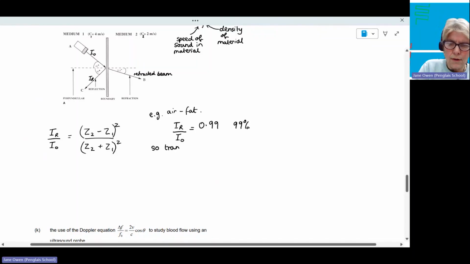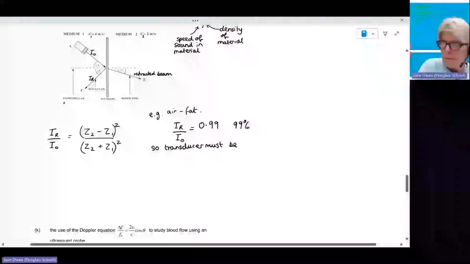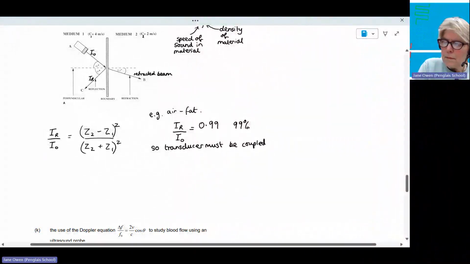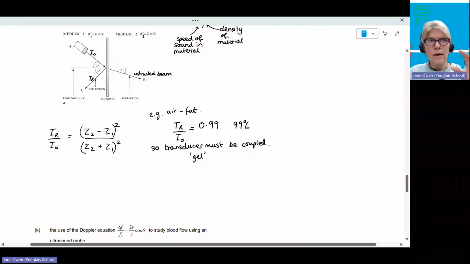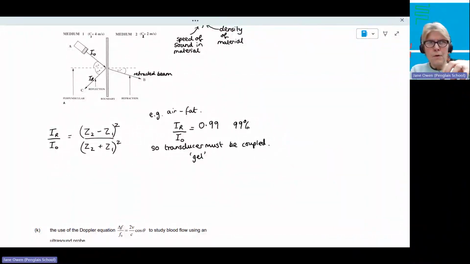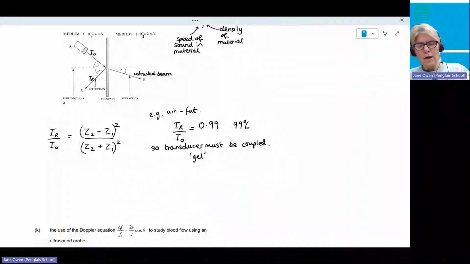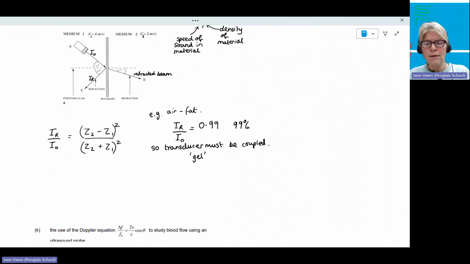So the transducer must be coupled. And it's coupled using a gel between the ultrasonic probe transducer and the skin. So you'll see that the practitioner will put gel at the end and push down hard onto the skin so that there is none of this reflection and the majority of the signal goes in and is refracted into the body.